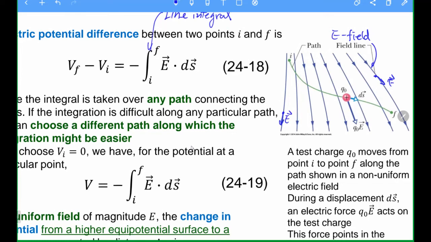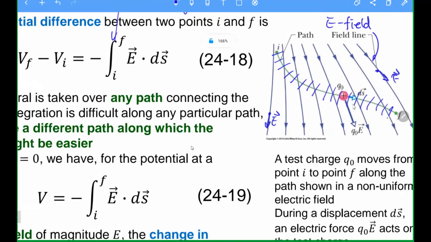We separate this line into many small segments. Every small segment, we can regard as a straight line. And of course, we go from I to F. So ds is always the tangent line to this path, and follows the direction from I to F.